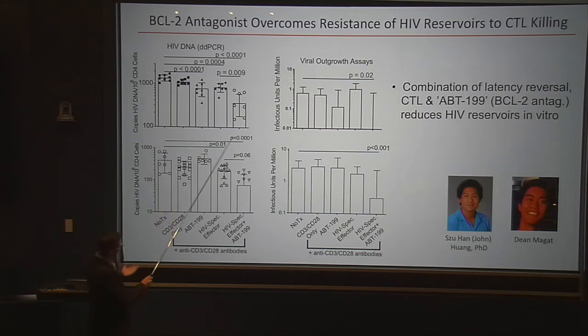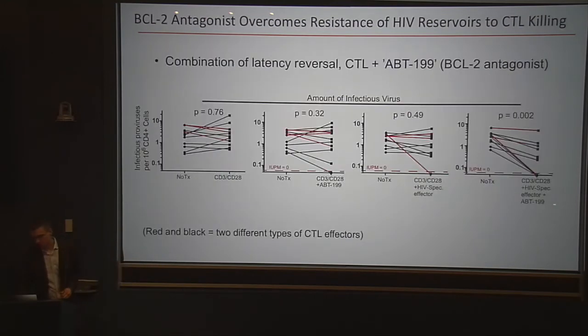So this is looking at total HIV DNA. This is looking at the infectious virus using a viral outgrowth assay, where we require the virus to replicate in order to measure it. And what you can see is where we have this triple combination of the cytotoxic T cell, the latency reversing agent, the BCL2 antagonist, this combination is where we start to see significant reductions in the reservoir. And these are maximum likelihood estimates with 95% confidence intervals. So that's just a few cases. We've, of course, done this with a number of individuals.